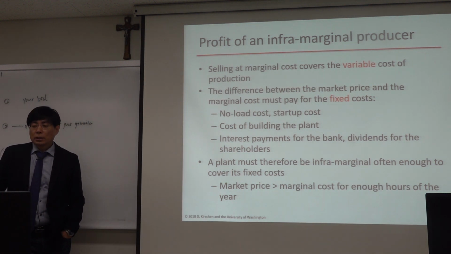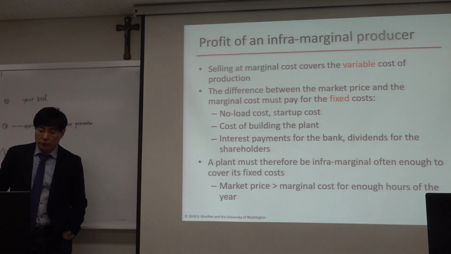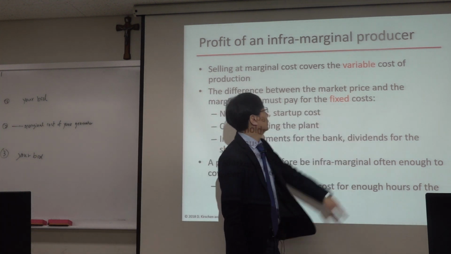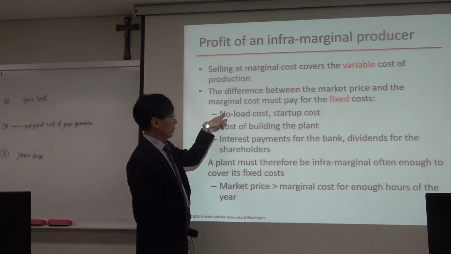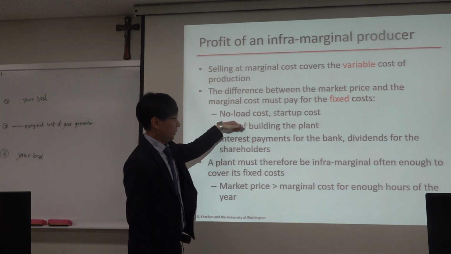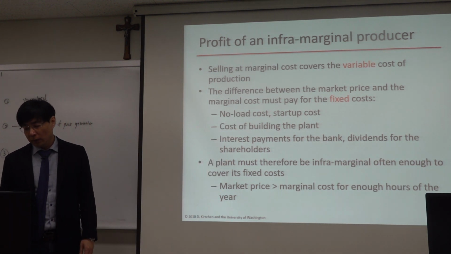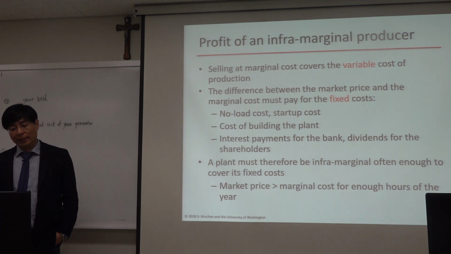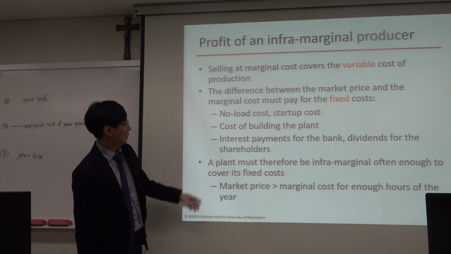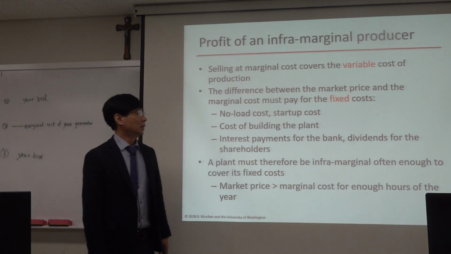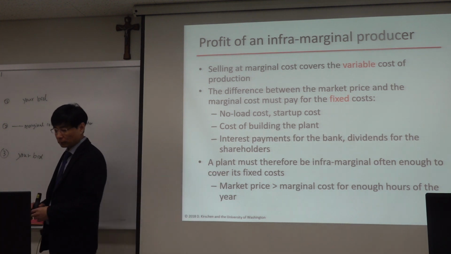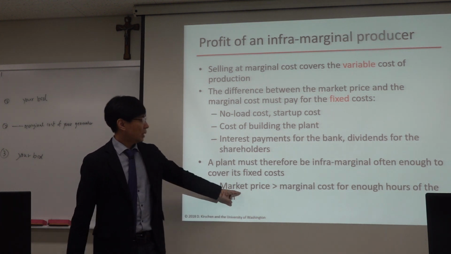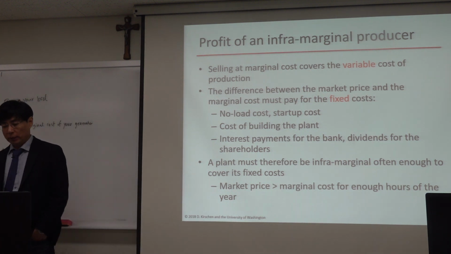So selling at marginal cost covers the variable cost of production. And the difference between the market price and the marginal cost must pay for the fixed cost. The fixed cost means startup cost and no-load cost, and the cost of building the plants, the capital expenditure. Or they need to pay the interest to the bank and dividends to the shareholders. So a power plant must therefore be inframarginal often enough to cover its fixed costs, which means their power generation should be efficient, right? Market price is higher than marginal cost for enough hours of the year.